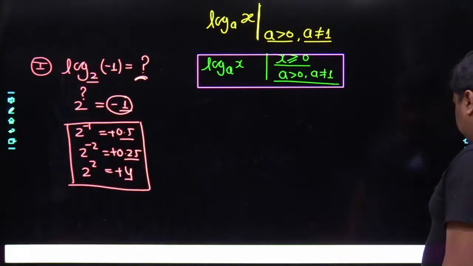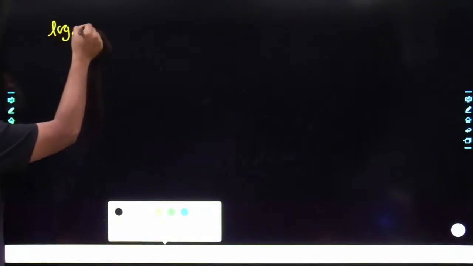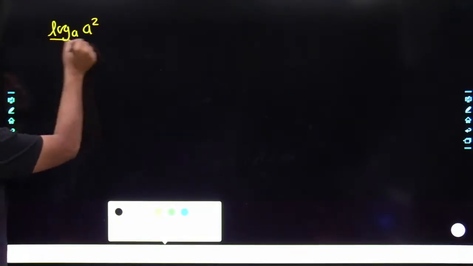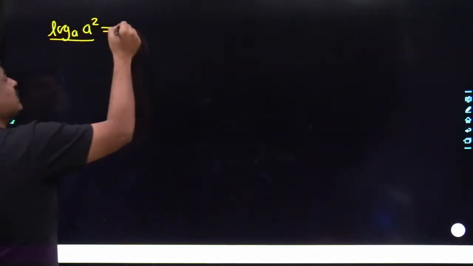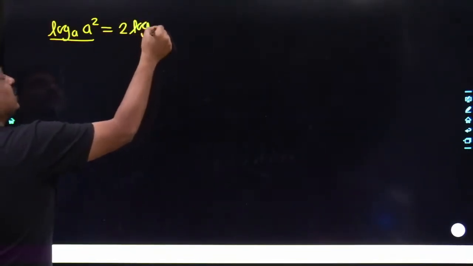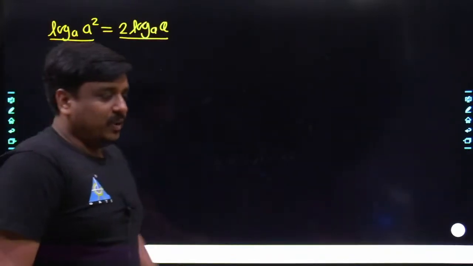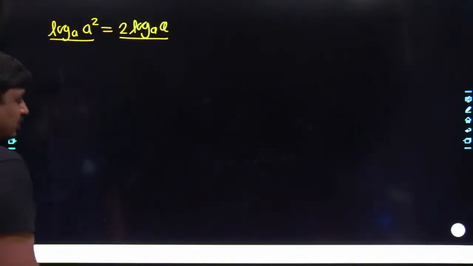Now in the same sequence, let me focus on one more important property. I have taken a log at the base of a applied over a square. May I know what would be the simplest form of this expression? This could be written as log base a of a. Log base a of a. Yes. How is it possible? Just try to understand this.